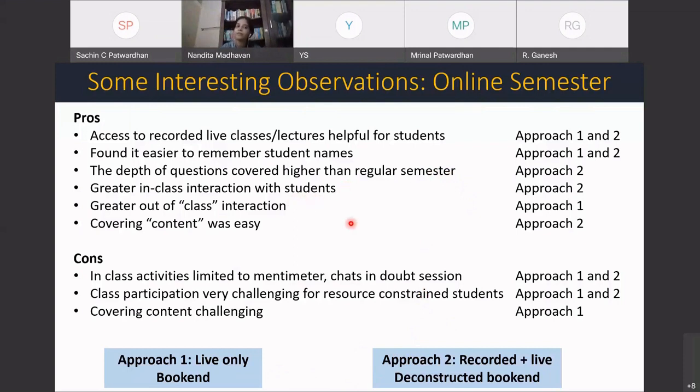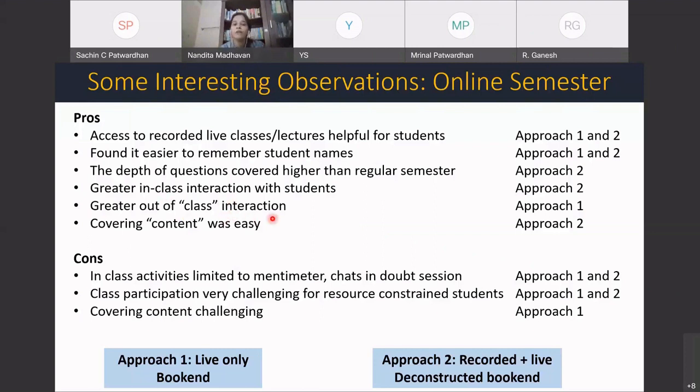For approach two, I personally found a greater interaction with students, because certain students who are silent in a regular class were also speaking up, is what I felt. Of course, I have nothing to compare because I have not taught the same batch, but just the number of distinct responses I was getting from different people seemed to be good.